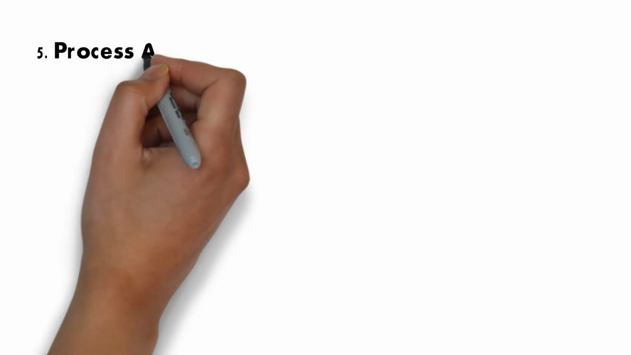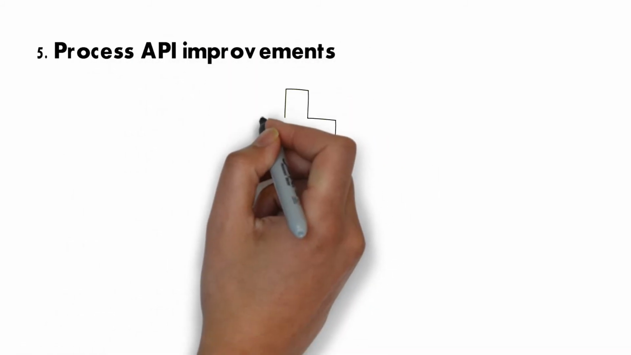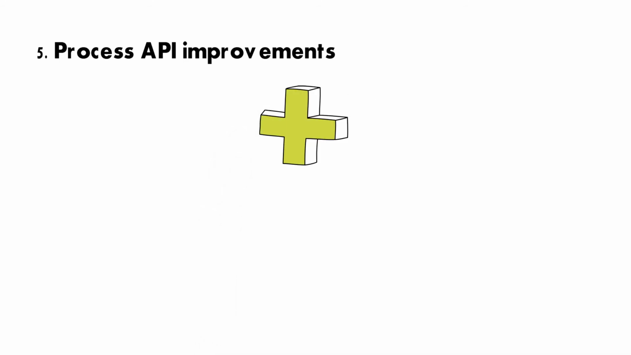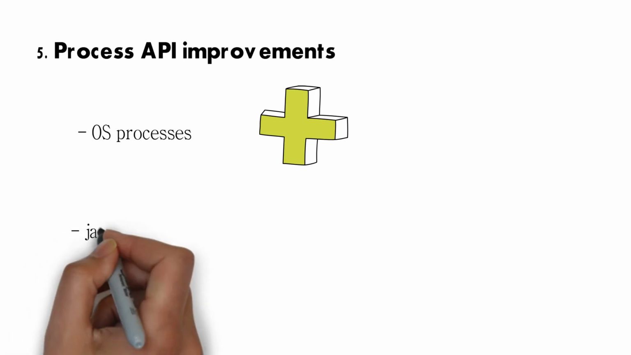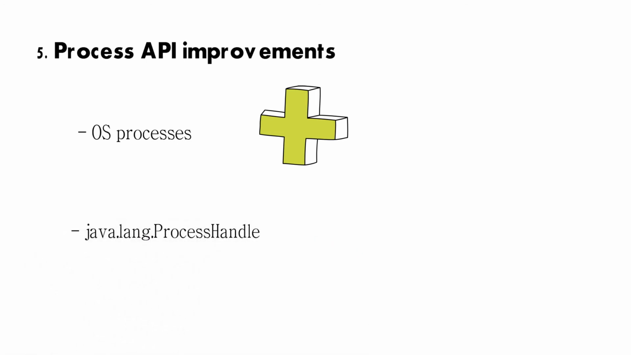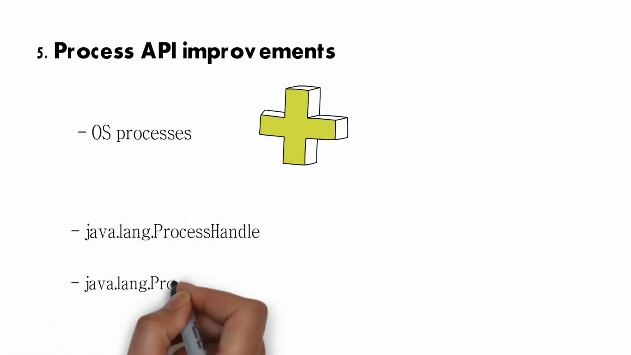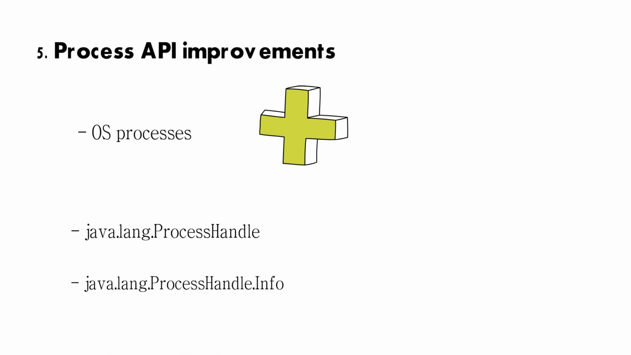Next up, we have process API improvements. In Java 9, they have added a couple of new classes and methods to ease the controlling of OS processes. Two new interfaces, java.lang.ProcessHandle and java.lang.ProcessHandle.Info have been added to ease the OS processes. Again, these topics can be taken separately.